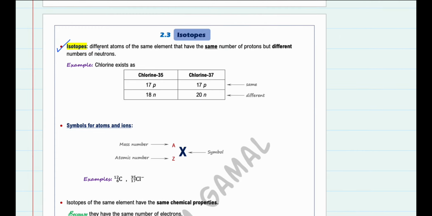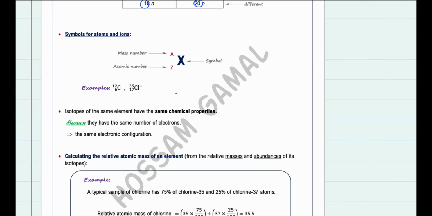Isotopes are defined as different atoms of the same element that have the same number of protons but different numbers of neutrons. As an example, chlorine has 2 isotopes, chlorine 35 and chlorine 37. Both isotopes have the same number of protons, 17 protons, but chlorine 35 has 18 neutrons, and chlorine 37 has 20 neutrons.